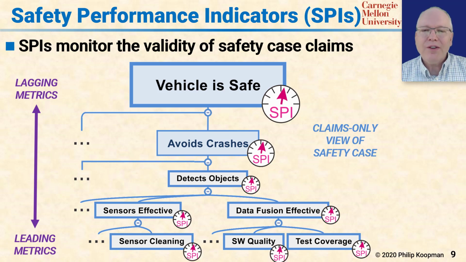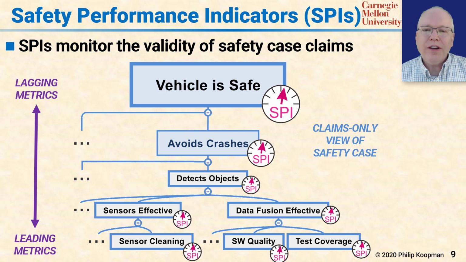If you say our sensors are effective because they're obscured by dirt and mud less than 0.1% of the time, and I'm just making up an arbitrary number there, then you really want to know whether you're at 0.1% or 10%. Well, a SPI can tell you whether or not your assumption that you met that target is valid or invalid. Software quality. You need a low defect count for safety critical software. Well, what's your defect count? And if your defect count is too high, then you're not as safe as you thought you were, and so on.